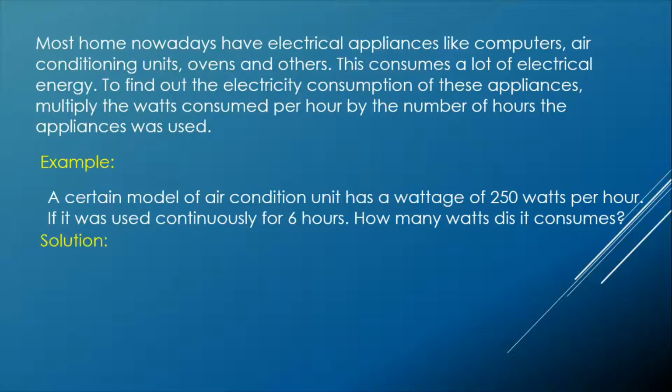So, for the solution, we know that the air conditioning unit consumes 250 watts per hour. And if it was used for 6 hours, we are going to multiply it by 6. So 250 multiplied by 6. So the air conditioning unit consumes 1,500 watts in 6 hours.